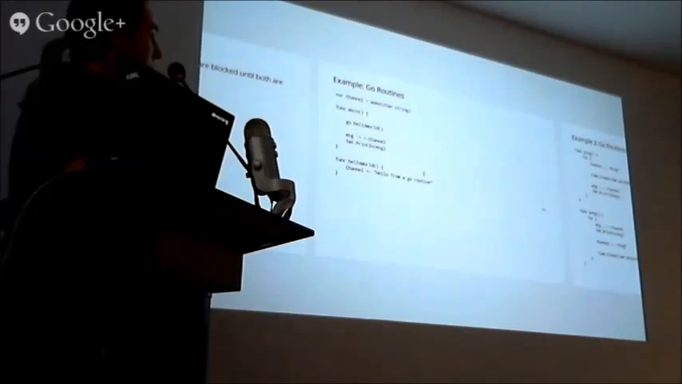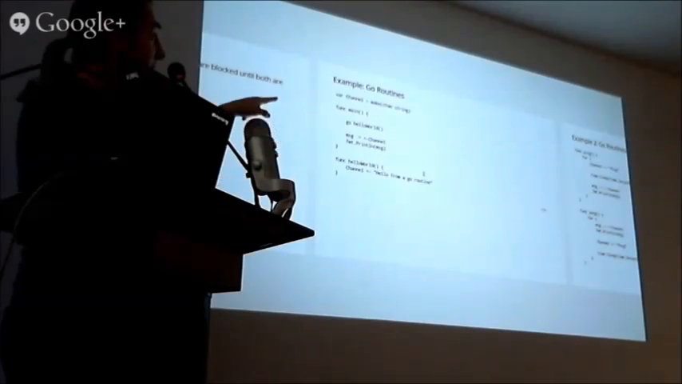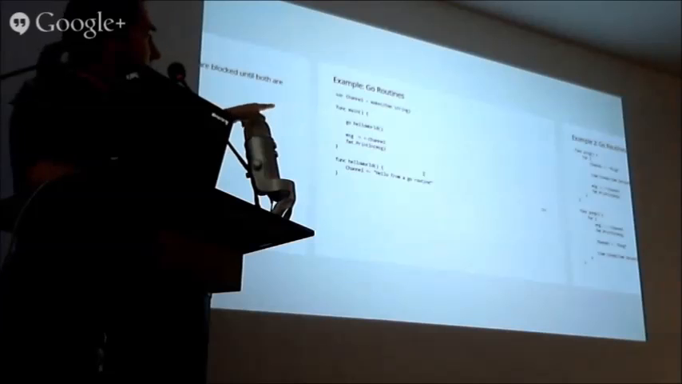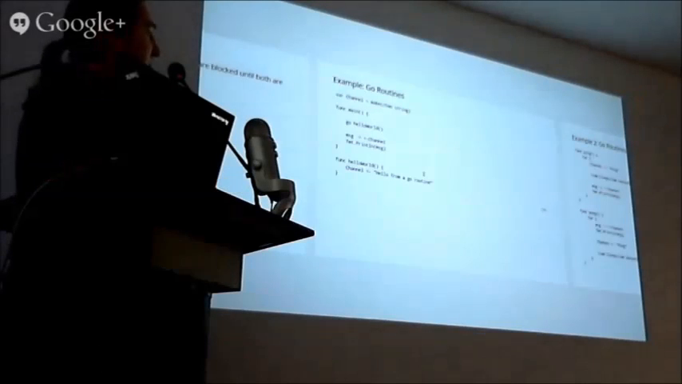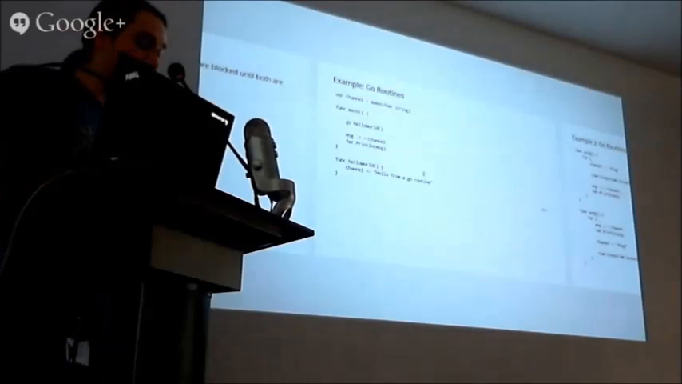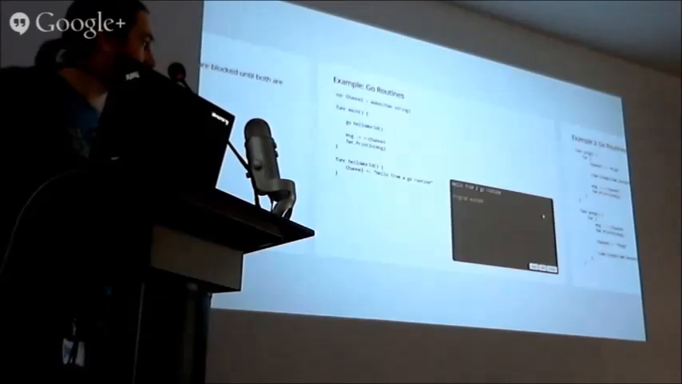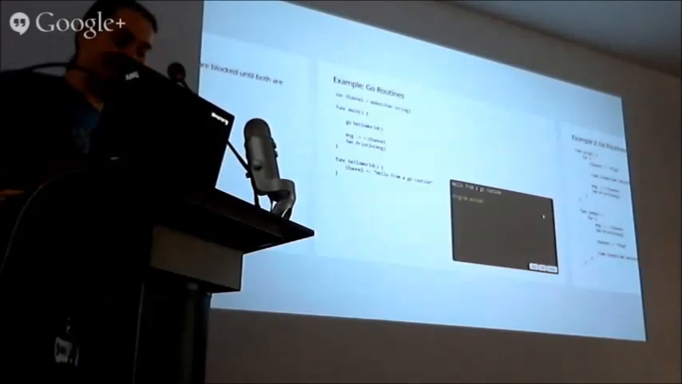In the function main, I'm saying I want the function hello world to go in its own Go routine, which then basically puts hello from a Go routine into the channel. And then in the main thread, I'm saying check that channel and put it into the string called message and then print that out. So hopefully we'll see that work. Yeah, so there we go.